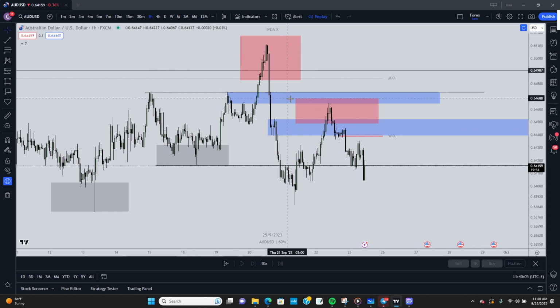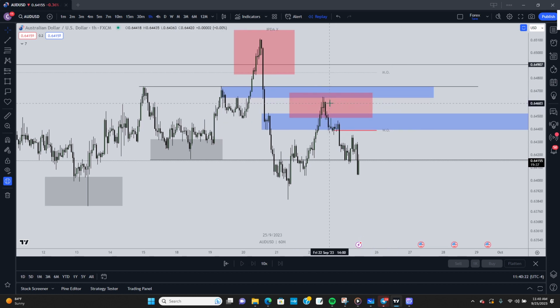Okay, so we're coming up into this area. This is also a higher time frame inefficiency, coming up into this area and seeing if it's reclaimed. That causes changes in the state of delivery, even on a 1 hour chart on Friday. But obviously, we're not going to execute a trade this late on Friday.